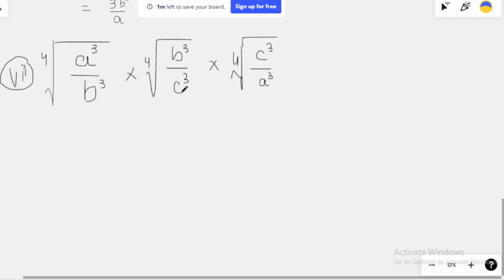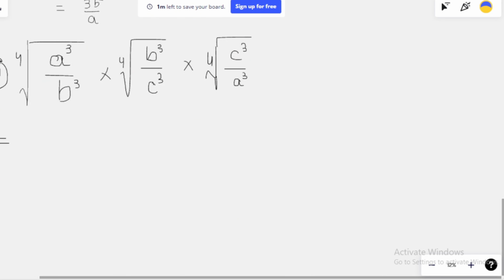Okay, so to do question number 7. In this one, if we look at the first fourth root, we cannot simplify this. Why? The powers are 3 and 3, which are not present in the table of 4, or they are not a multiple of 4. So 3 and 4 cannot be simplified.